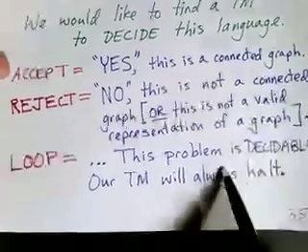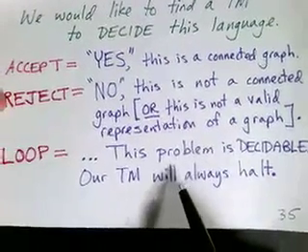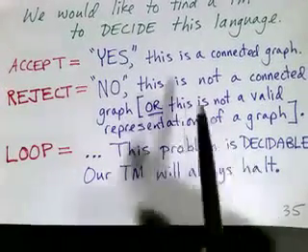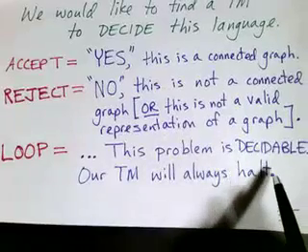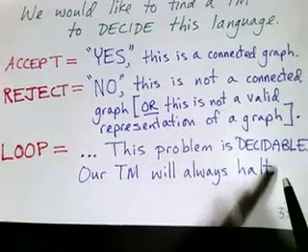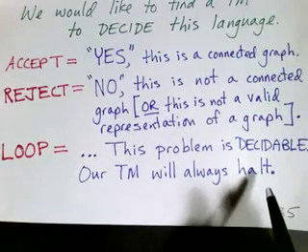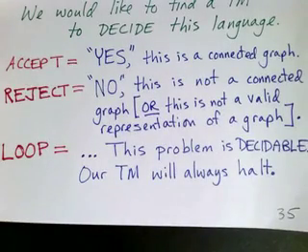Okay? Well, this problem is decidable, so there exists a Turing machine that will never loop and always answer correctly. Now, we might have a bad Turing machine that loops sometimes, but we need to get rid of that Turing machine and find a better one. So in this particular problem, we don't have the problem of looping. We can find a Turing machine that will not loop.